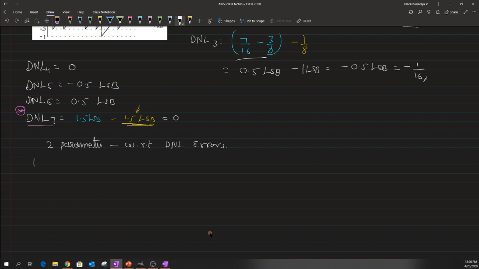Among these, the first parameter is known as monotonicity, and this is a term that we will be using with respect to the DAC, and there is a second parameter which is known as a missing code, and that is defined with respect to ADC. So let me try to define the first one, about the monotonicity.